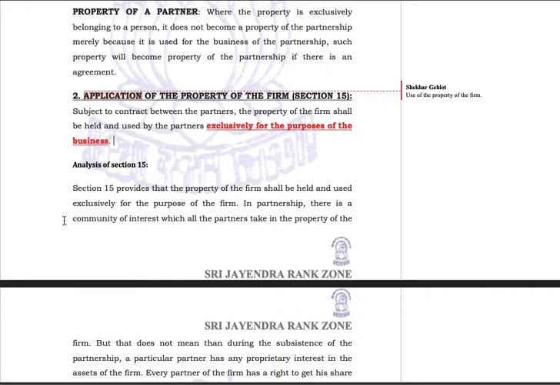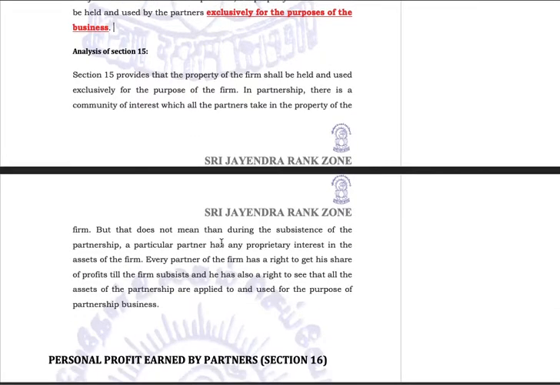Analysis of section 15. Section 15 provides that the property of the firm shall be held and used exclusively for the purpose of the firm. In a partnership, there is a community of interest, which all the partners take in the property of the firm. But that does not mean that during the subsistence of the partnership, a particular partner has any proprietary interest in the assets of the firm. Every partner of the firm has a right to get his share of the profits till the firm subsists, and he also has a right to see that all the assets of the partnership are applied to and used for the purpose of the partnership business.